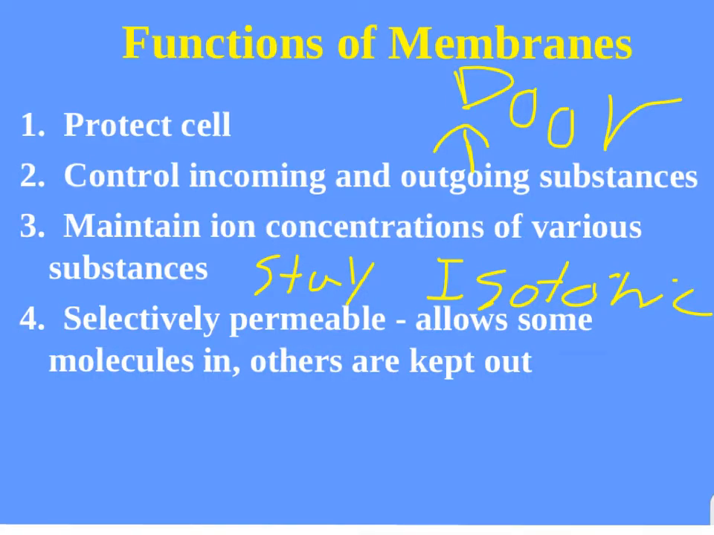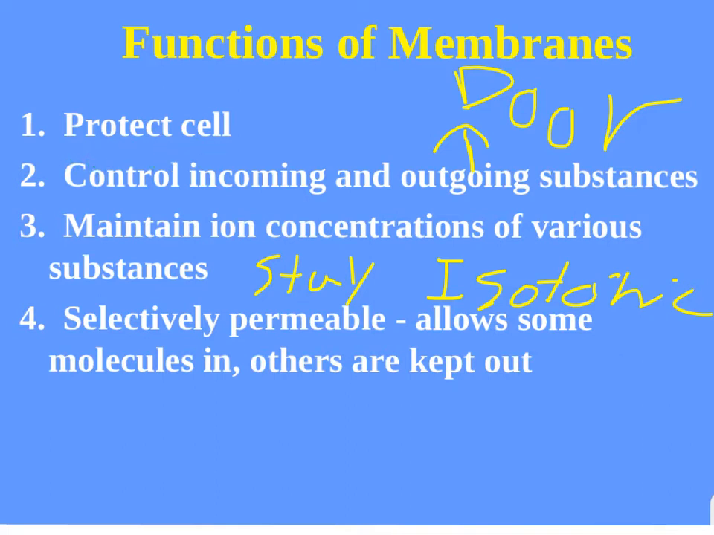All right, here are some functions of the cell membrane. Cell membranes are in all types of cells, prokaryote and eukaryote. Prokaryotes, remember, only have one cell membrane. They don't have internal membrane-bound organelles, but eukaryotes do. In terms of the different membranes, all of these will apply.